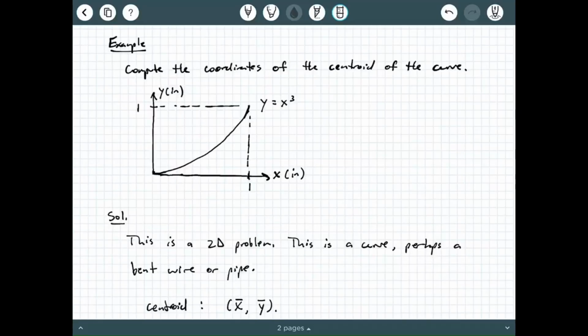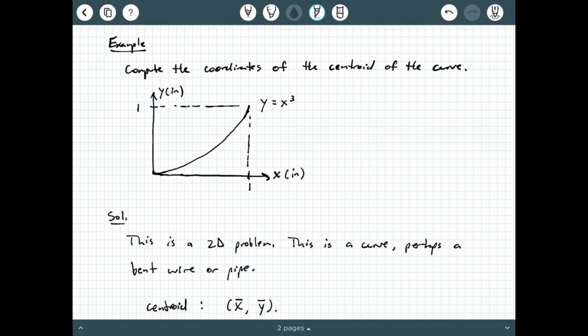In this example, we're being asked to compute the coordinates of the centroid of the curve, and we're given this plot here. The curve we're interested in is this segment right here. This curve is governed by the equation y equals x cubed, and we see that we're also bound by x equals 1 and y equals 1.